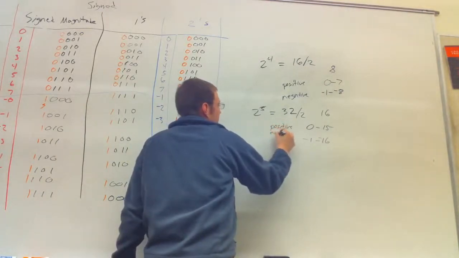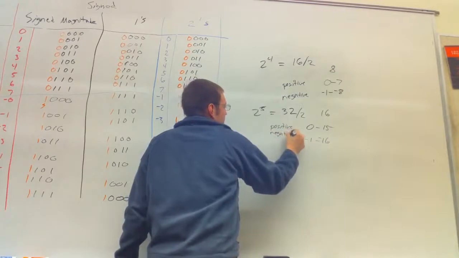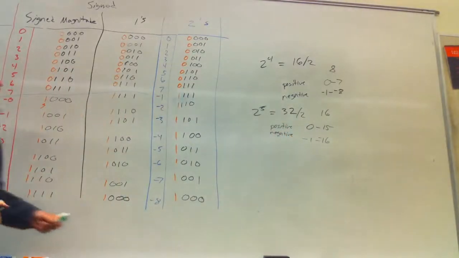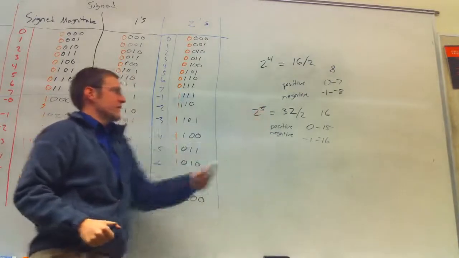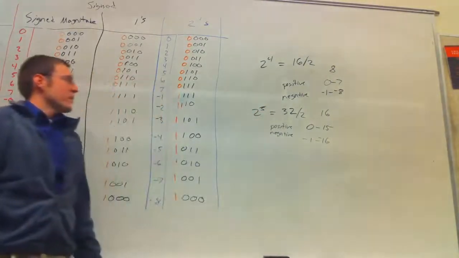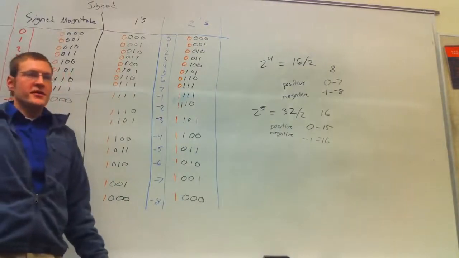This is a way to work out the range, and you can do it with really big binary numbers too. This is probably the easiest way to tell what your largest negative number is and what the largest positive number you can get is, by doing this.